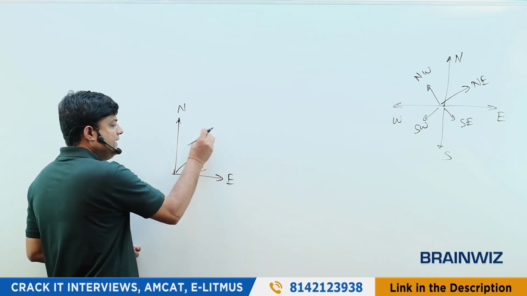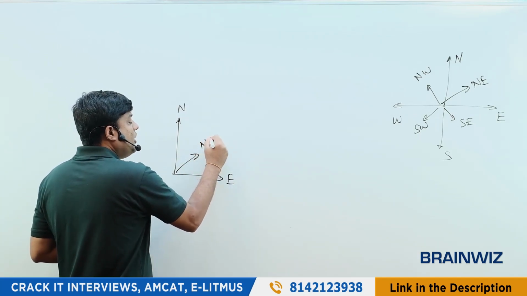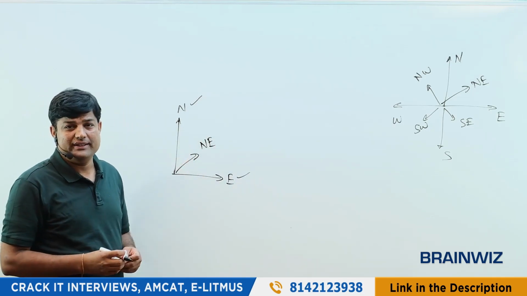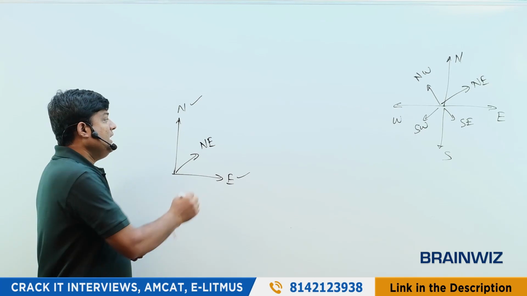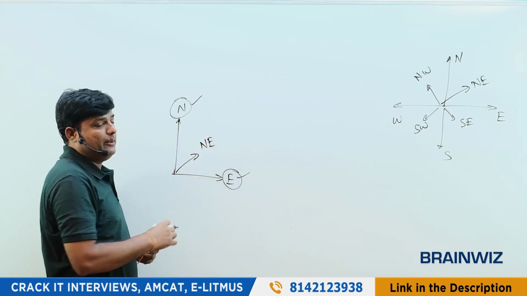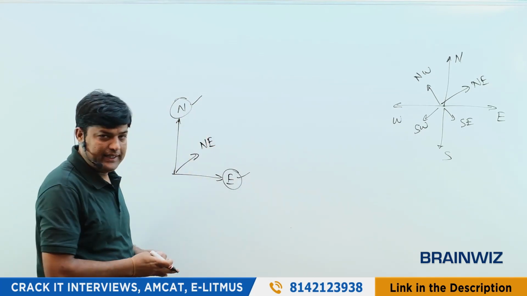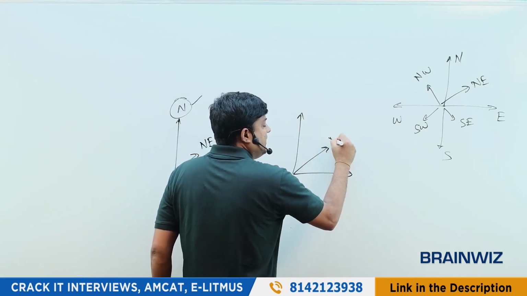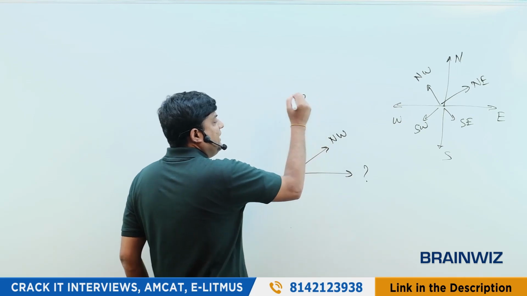This is northeast. Why is this northeast? Northeast lies between north and east. That's the reason we call this sub direction northeast. Hope you have understood that. If I tell you main directions, you tell me the sub direction. Now, I am giving you the sub direction, and you are supposed to tell me the main directions.